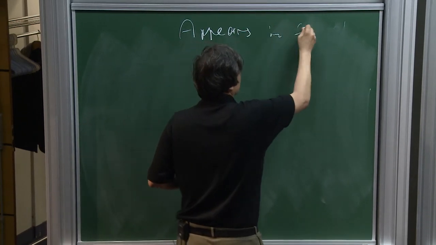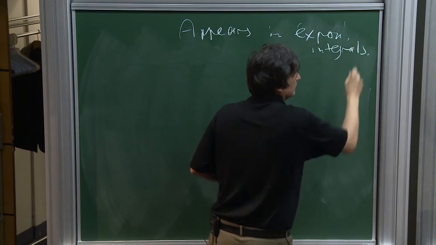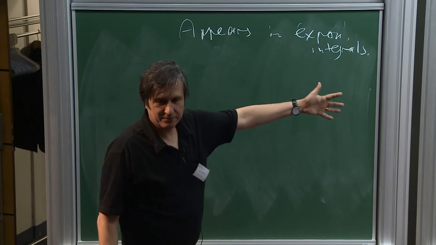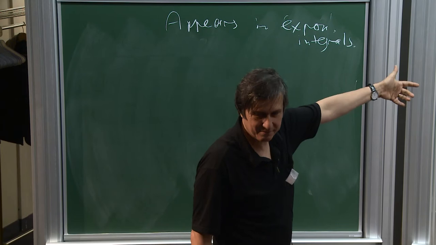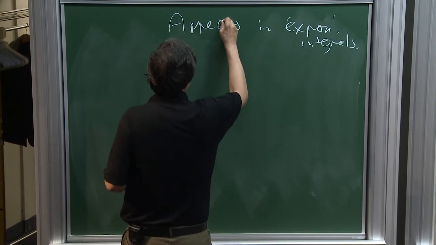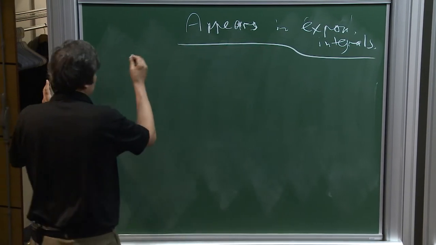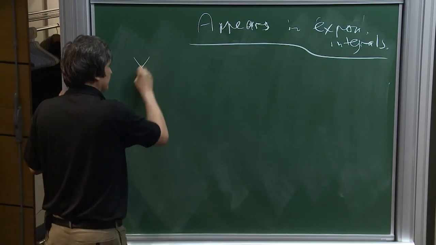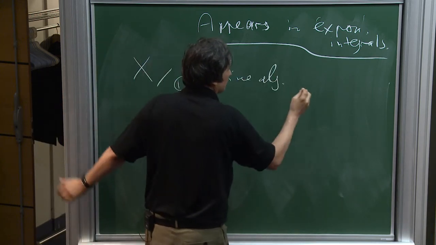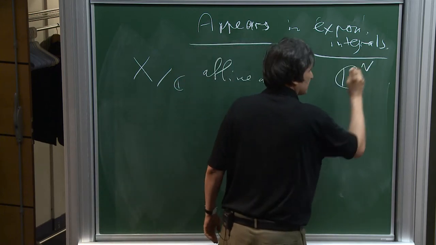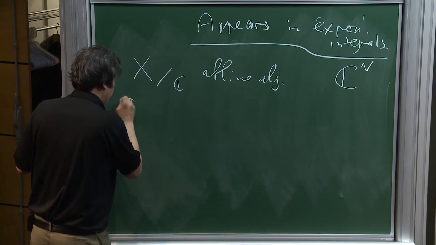And where it appears in exponential integrals. Here your H will be finite dimensional, and what I want to say is that path integrals, at least some path integrals one can see, are infinite dimensional. Examples of this appear in exponential integrals. Namely, imagine the following situation. Suppose X is an affine algebraic variety. One can think about just coordinate space. And suppose we have some polynomial, some function S.